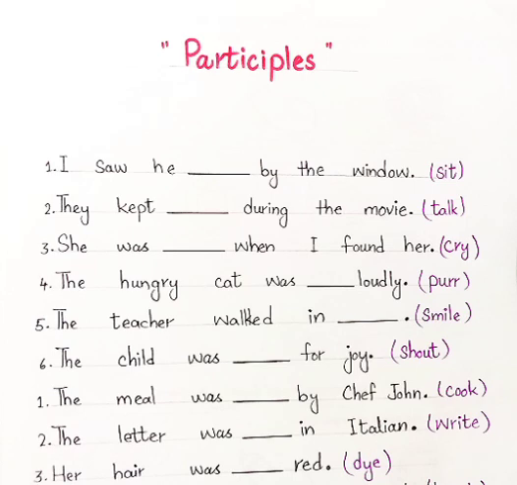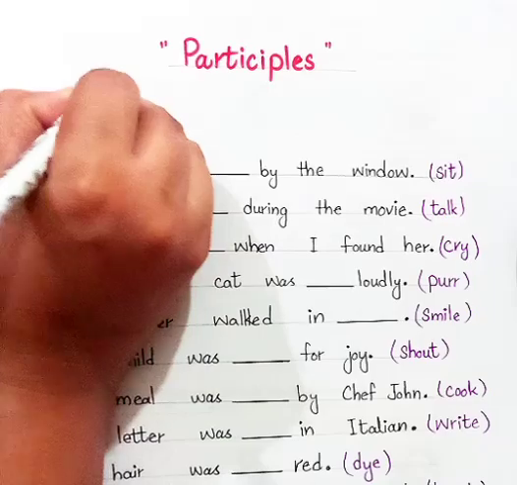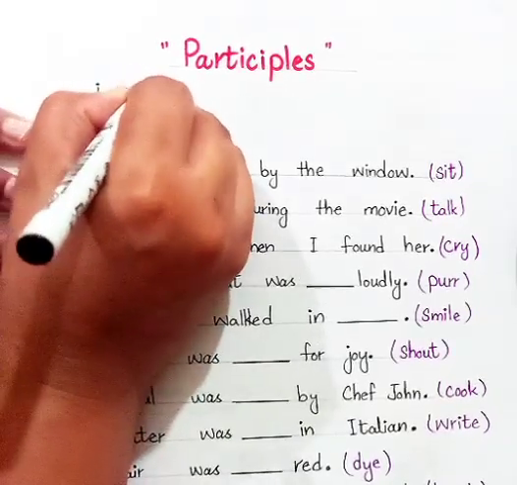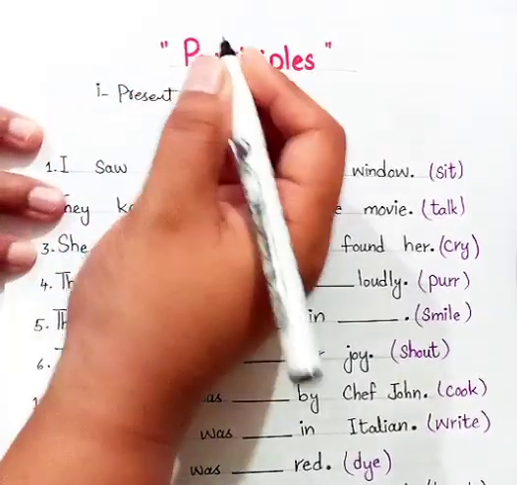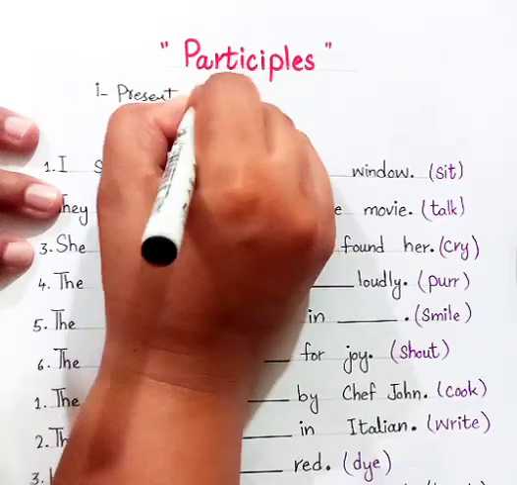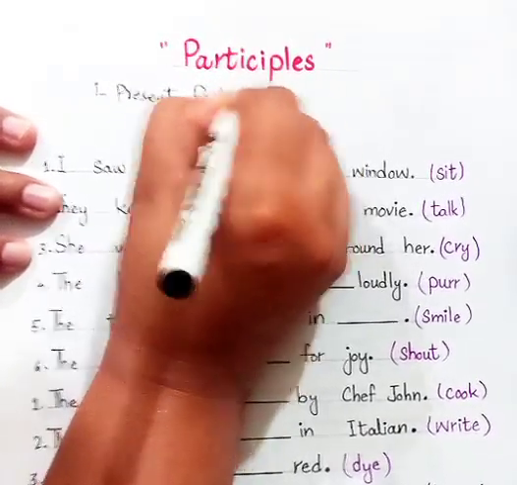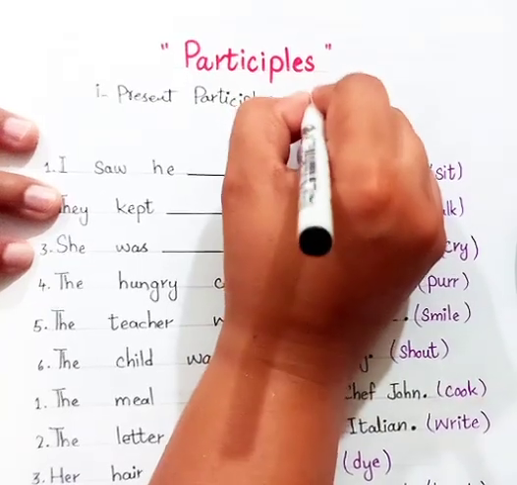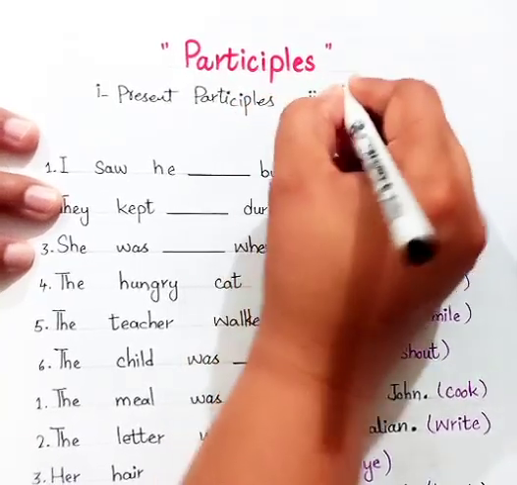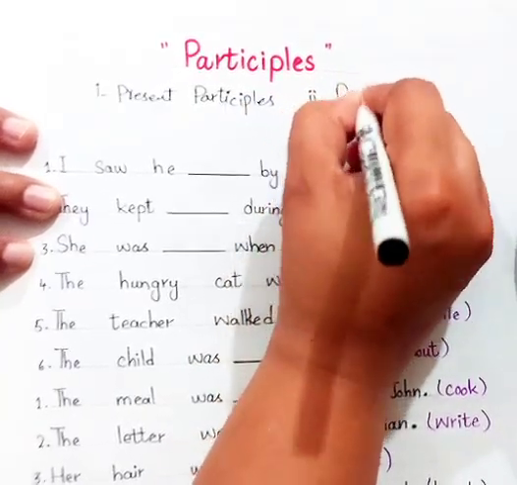First of all, there are two types of participle. Now, the first one is present participle and the second one is past participle.